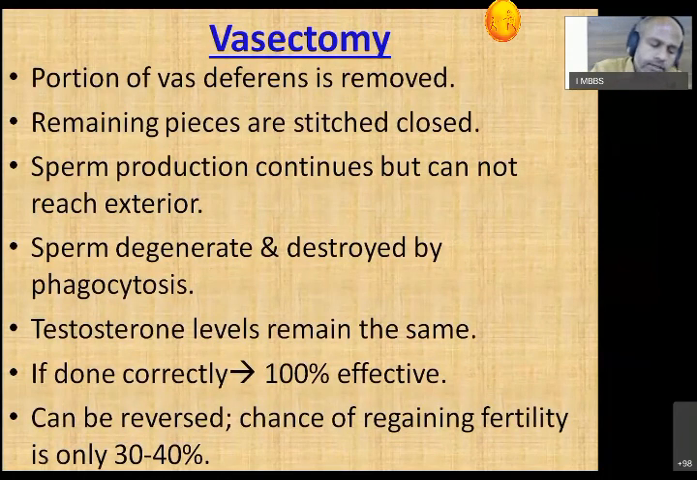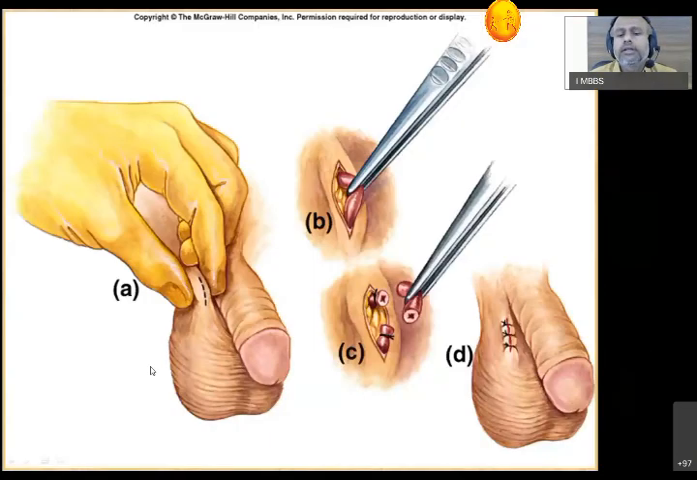Vasectomy is a permanent method of sterilization in males. At the base of the scrotum, the spermatic cord is identified, an incision is taken, the vas deferens is identified, and a 2 centimeter piece of vas deferens is removed. These two cut ends of the vas deferens are sutured in opposite directions, so that in future they will not get attached to each other and recanalization will not occur.